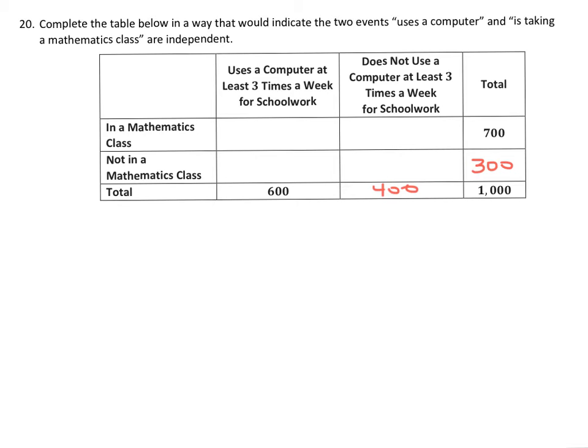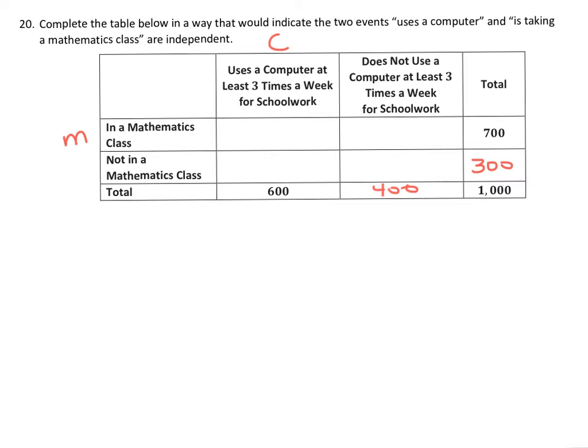So let's see what this question's asking. It says, complete the table below in a way that would indicate the two events, uses a computer, so I'll just do C for computer, and is taking a math class, so let's use M for math, are independent. So they want us to fill in this table in a way that would show that this and this are independent. All right, so this could be a little tricky.